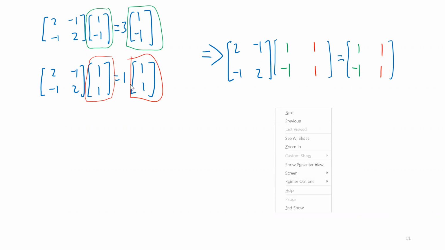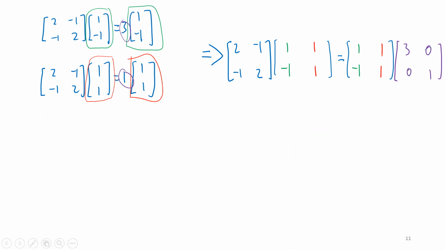What about the 3 and 1? So the 3 and 1 is written as another matrix. Okay, 3 written here, 1 written here, like this.